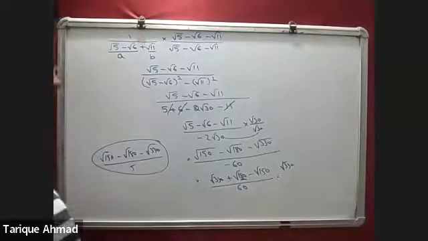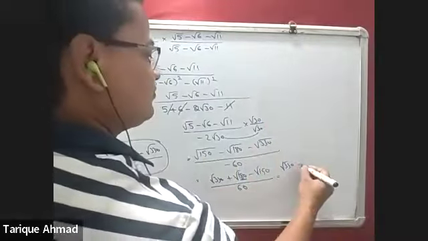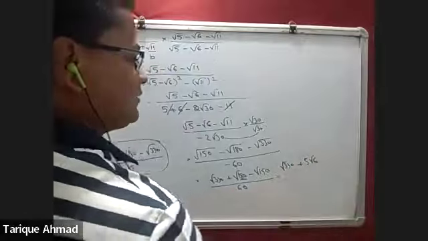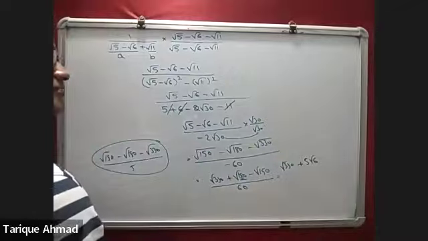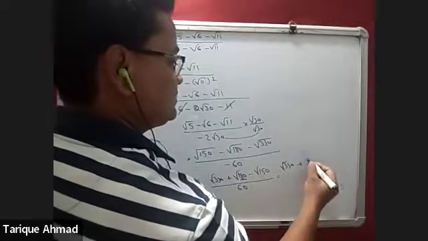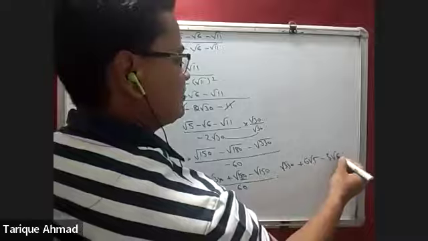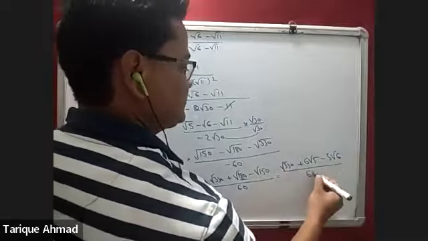Root 330, 180. This will be 5 common, so 5 root 6. 180, right? 6 root 5. And then 5 root 6 by 60. Now see, it is rationalized.